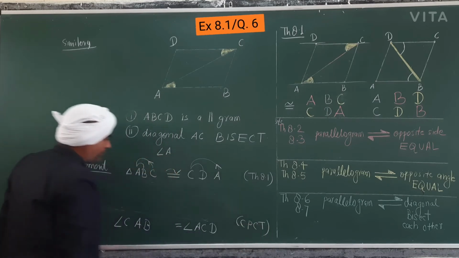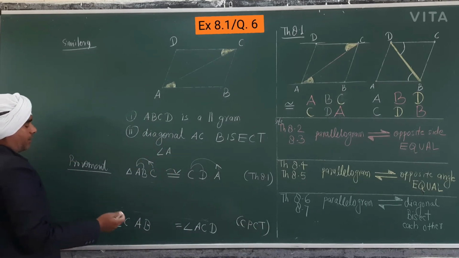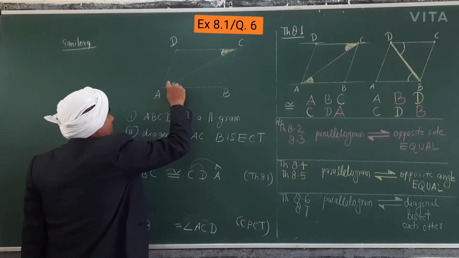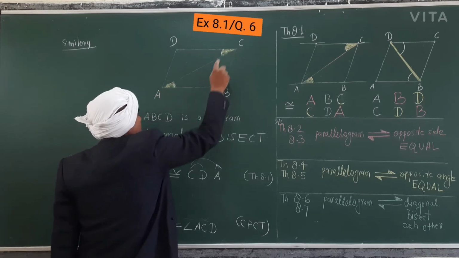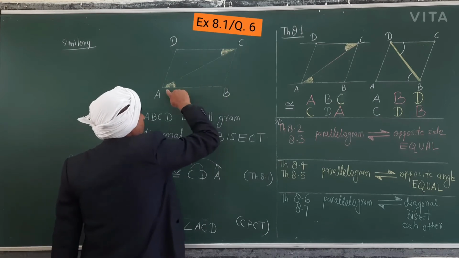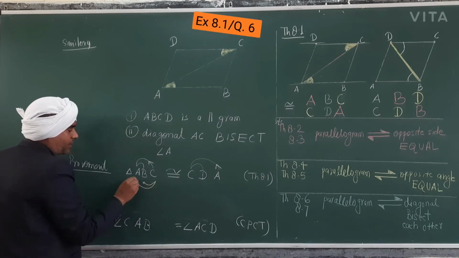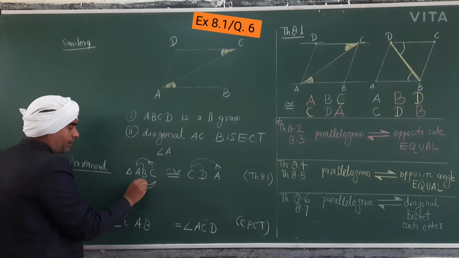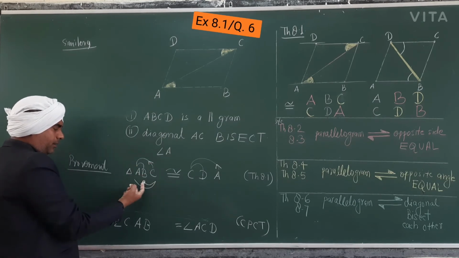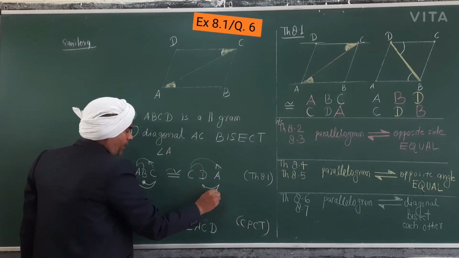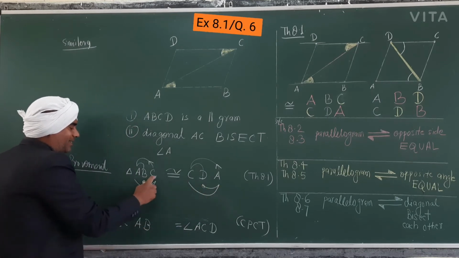CPCT. Okay. So another one is we have to write this angle equal to this. So this means C. So C means in this BCA. So second, third, and the first. You will not make it in this way. You start from here. So second, third, and first. So BCA.